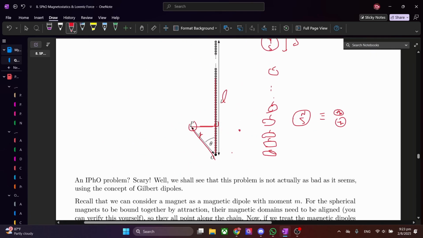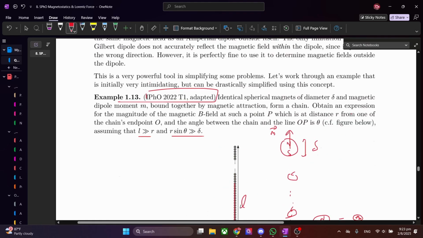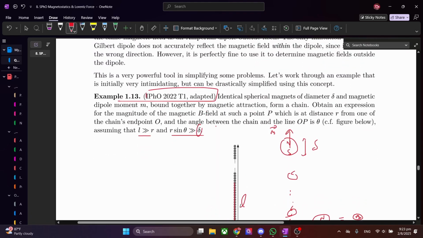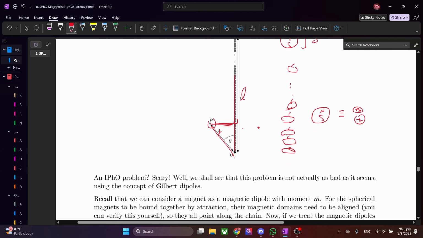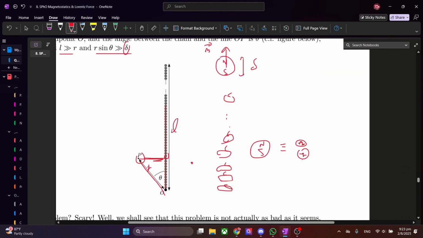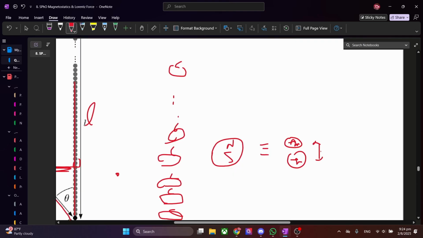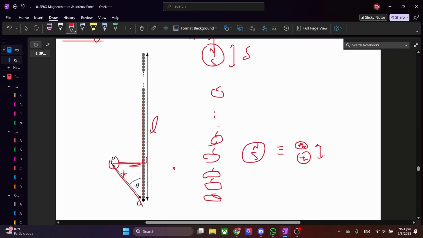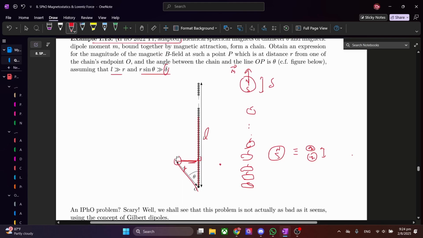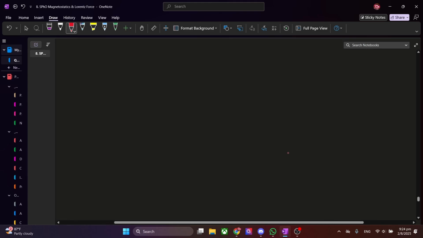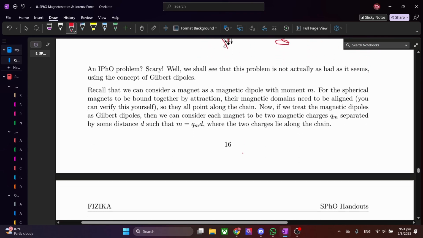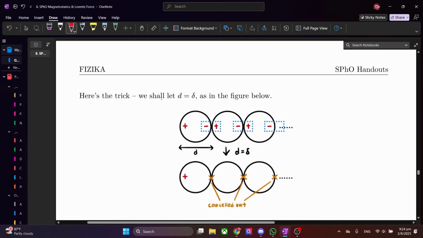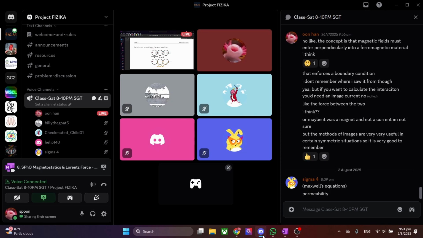And the smart thing to do here is that because we assume that all these diameters are small compared to this distance that we're considering, we can set the distance between these charges to be some finite small distance and be okay. They basically have the same field as if it was an actual proper magnet. And the smart thing we do is that we actually let this d be this delta.